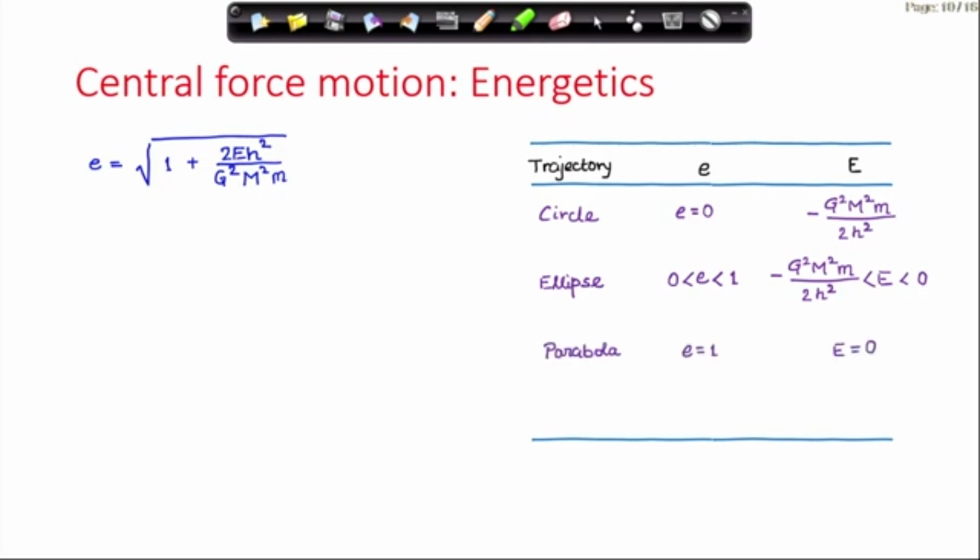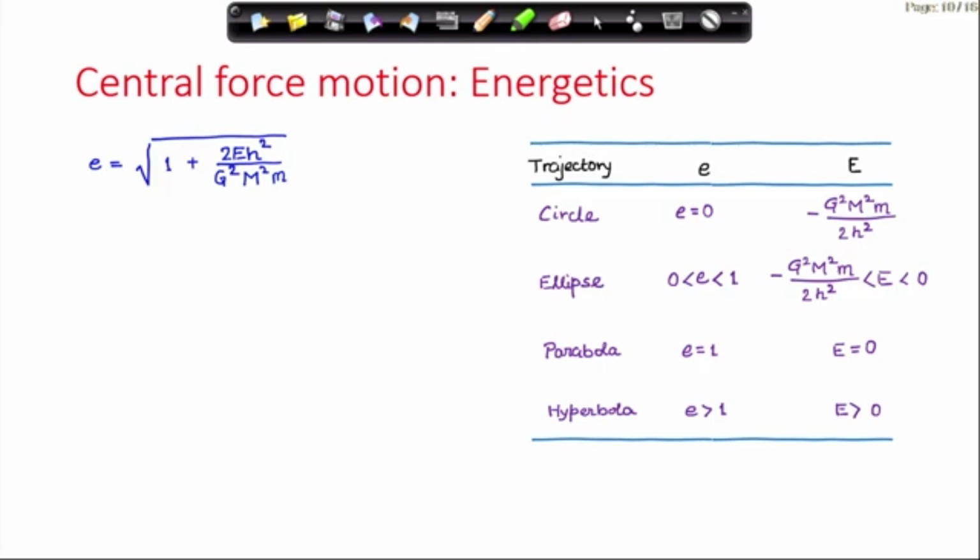Now, we come to the parabolic path. In a parabolic path, e is equal to 1. If e is equal to 1, then from the expression of eccentricity we find that energy must be 0, and a parabolic path is an unbounded orbit. It is not an orbit, it is an unbounded trajectory, and for an unbounded trajectory, therefore, for a parabolic path E is 0. For a hyperbolic path, e is greater than 1, the eccentricity is greater than 1 and the energy is therefore greater than 0, it is positive.